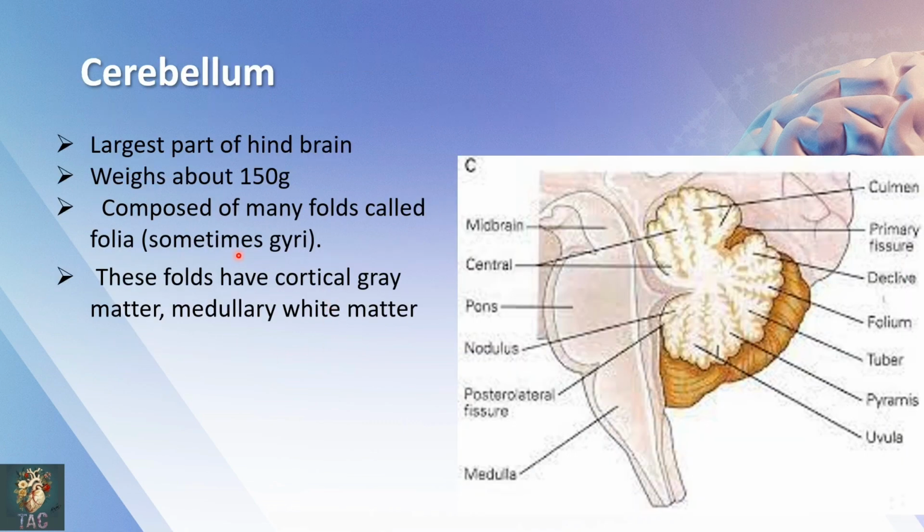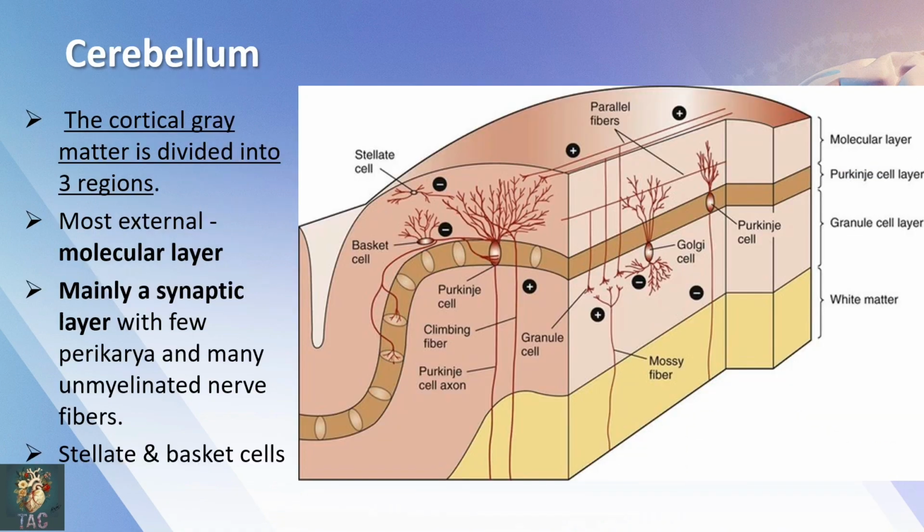So cerebellum, a little bit about its gross anatomy. It is the largest part of the hindbrain. As you can see, this is the largest part of the hindbrain. It weighs about 150 grams. It is composed of many folds called the gyri or the folia, and these folds have outer cortical gray matter with inner medullary white matter.